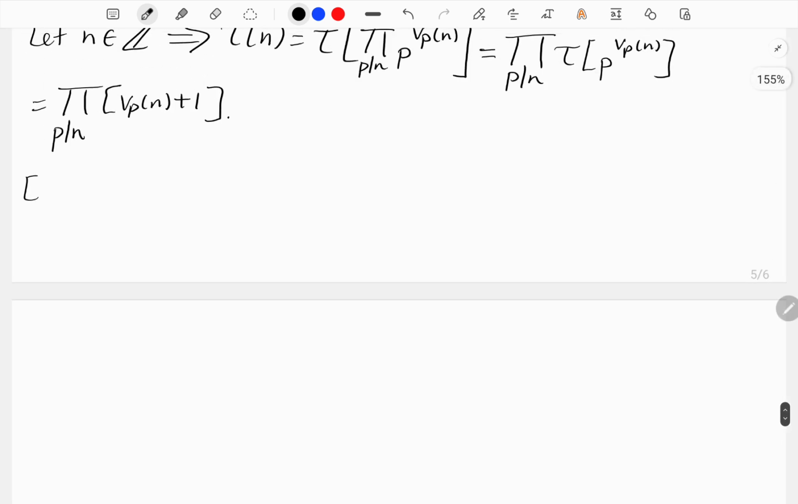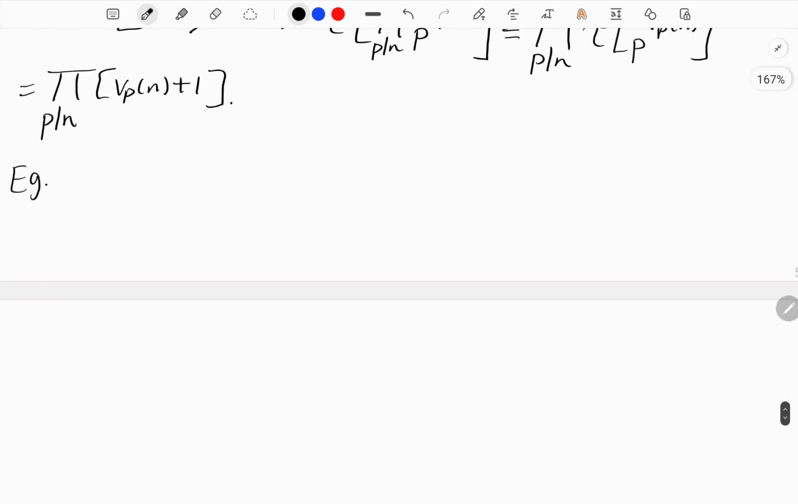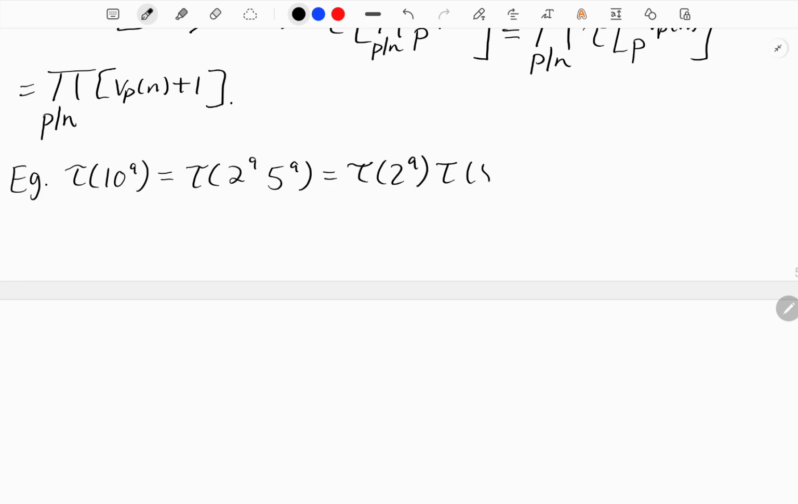Here's a quick example. Let's say you want to find out how many divisors a billion has. So tau of a billion, which is tau of 10 to the power of 9. This is the same thing as tau of 2 to the power of 9 times 5 to the power of 9. Since 2 to the power of 9 and 5 to the power of 9 are co-prime, and you know that tau is multiplicative, this is the same thing as tau of 2 to the power of 9 times tau of 5 to the power of 9.